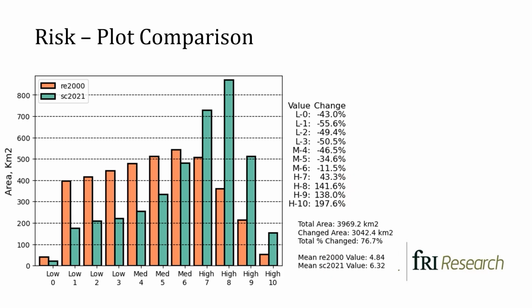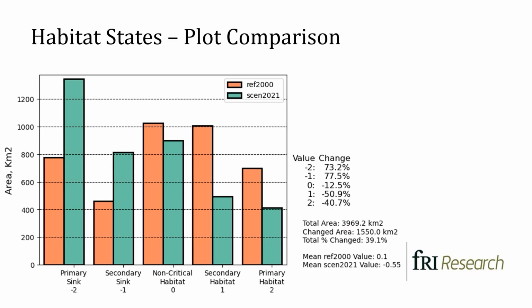Now, again, combining our RSF and risk outputs to create our habitat states output, we see again, as we saw in our layers, that we have increased our primary sink significantly, up to 73%. And we have also increased our secondary sink. We have at the same time reduced our secondary habitat and primary habitat significantly as well, up to 40% for our primary habitat.